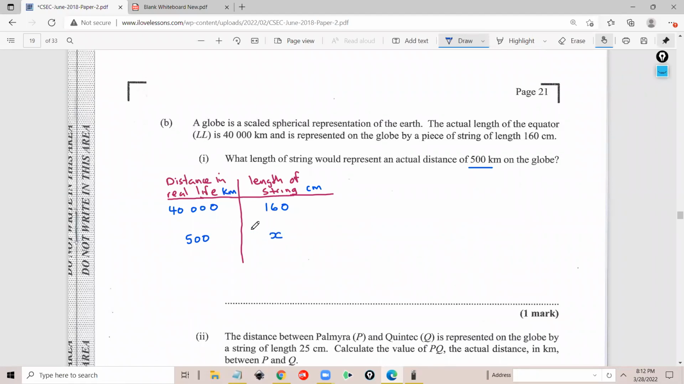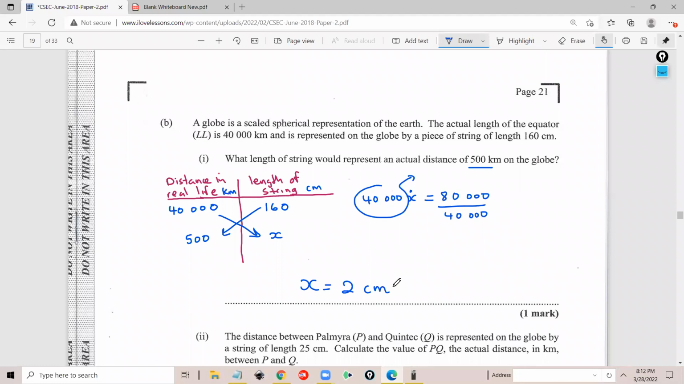So once again, you just have to cross multiply. 40,000 by x is 40,000x. 160 by 500 is 80,000, and we want to solve for x. Throw it across the multiply, you're going to get a divide. And of course, you can do this here, right? So you'll get x is equal to 2 centimeters.